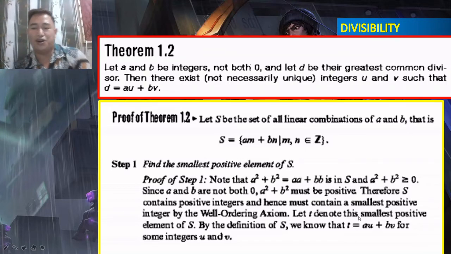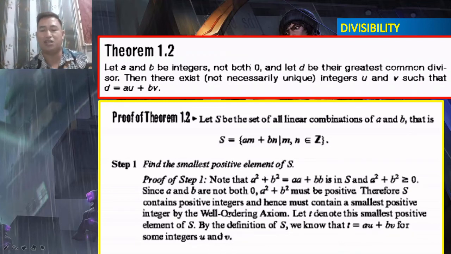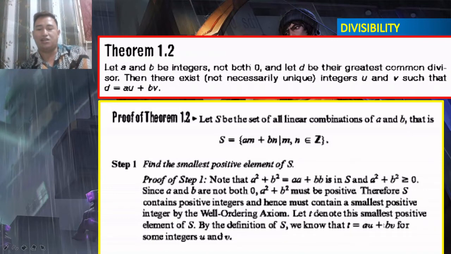Okay, let T denote this smallest positive integer element of S. So, by definition of S, we know that T, so nga naman ang forma niya, AM plus BN. So, ang T na to class is equal to AU plus BV for some integers U and V. So, ilisan lang po nato siya class og another integers mga U ug V. Another variable na gipuli. Okay? So, pwede siya U ug V. Okay na ni. So, nanatay smallest positive element sa S.